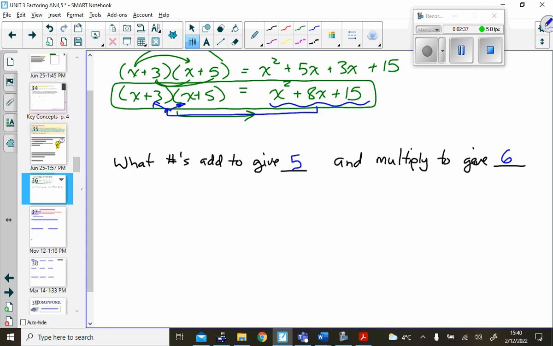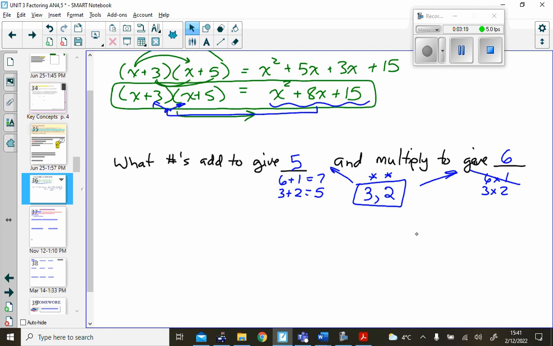So think of all the numbers that multiply to give 6. 6 could be 6 times 1. 6 could be 3 times 2. Which one of those adds up to give 5? Well, 6 plus 1 is 7, so that's not it. But 3 plus 2 is 5. So the numbers 3 and 2 multiply to give 6 and add to give 5. This is your goal, to figure out the magic numbers. And this is a skill we have to use. So we'll try like 4 examples at least of this.